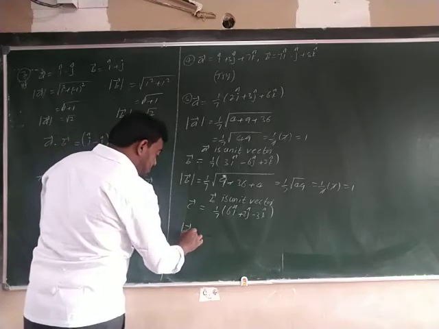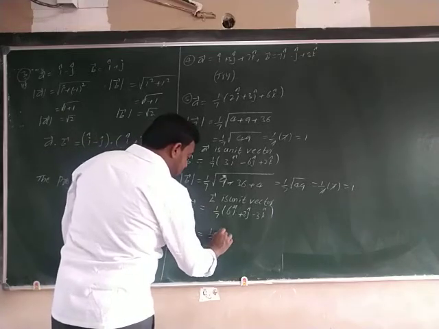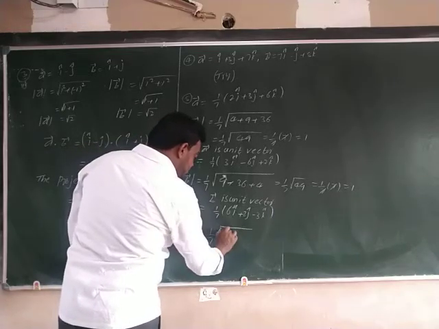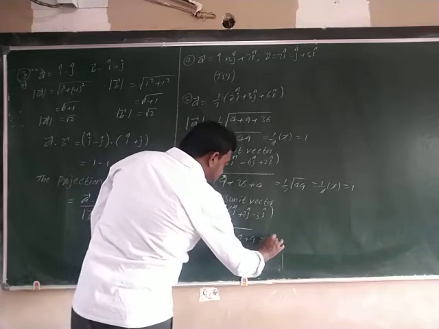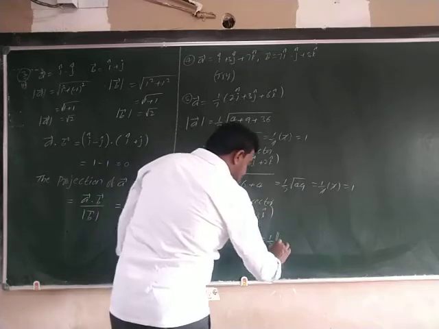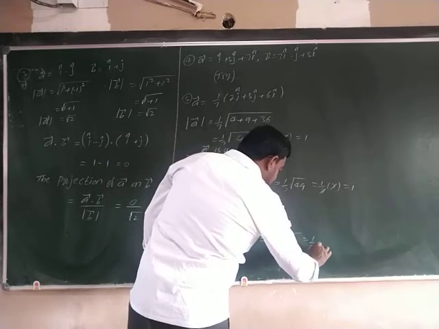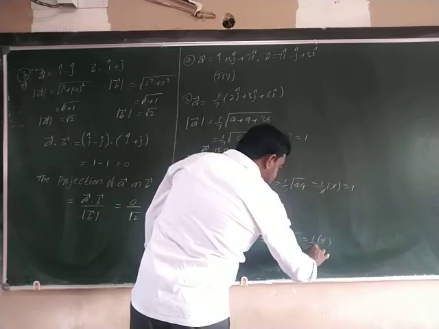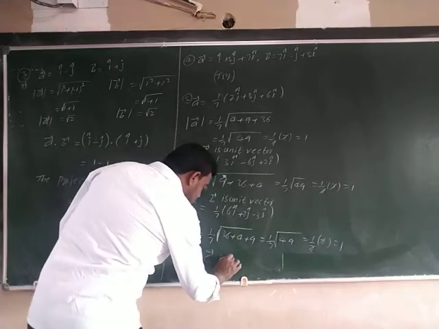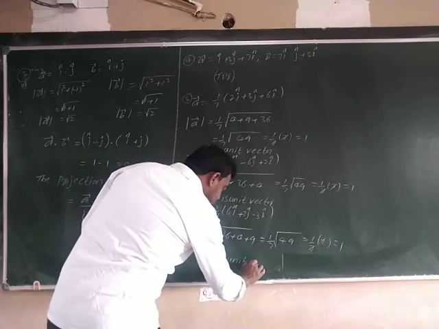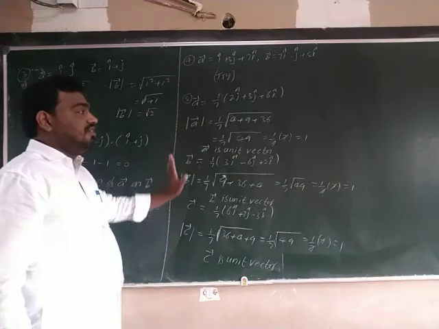Next, find the magnitude of vector C. That is 1 by 7 into the square root of 6 squared 36, 2 squared 4, minus 3 squared 9. This is 1 by 7 into the square root of 49, so 1 by 7 into 7. The 7 will cancel, giving 1. So vector C is a unit vector. Right? So we have proved all are unit vectors.